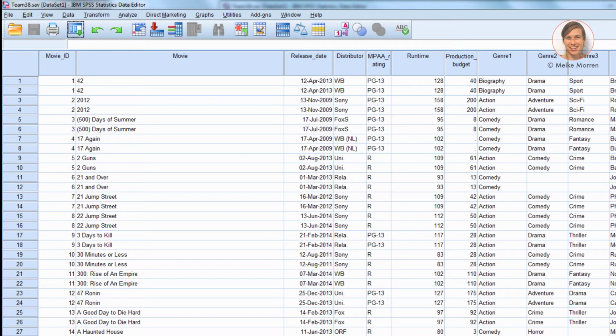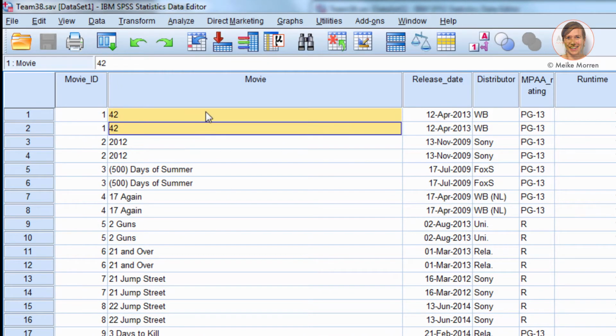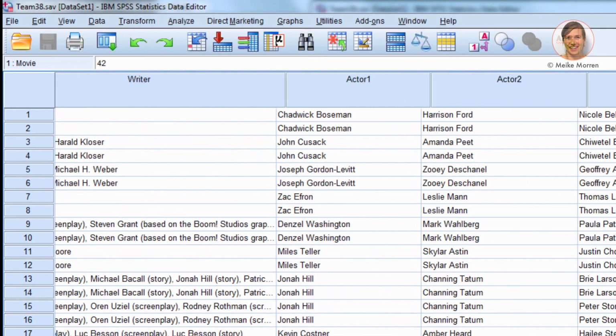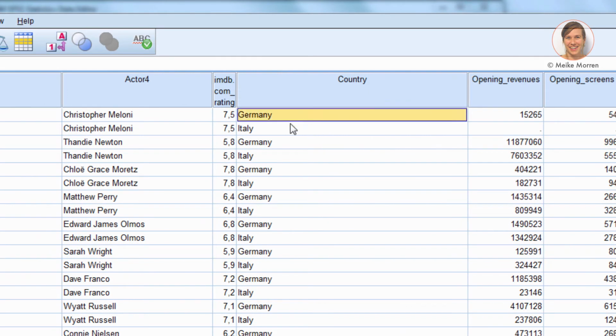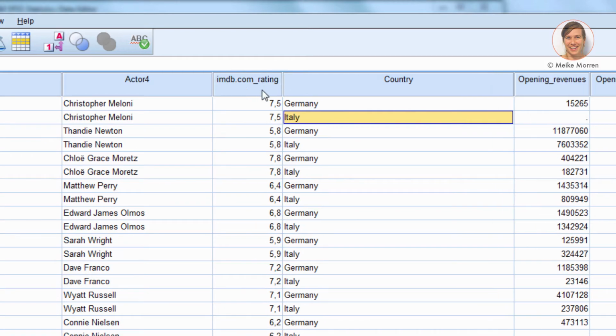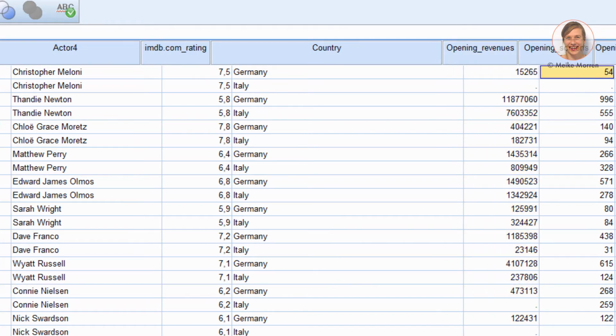So here I have a data set where each line represents a movie. As you can see, each movie is represented in the data twice. If you look here, the first line is Germany, the second line is Italy. Each movie has an IMDB rating, generated a certain revenue during the opening week, and has been viewed on several screens during the opening week. The screens is the number of cinemas where it has been shown.